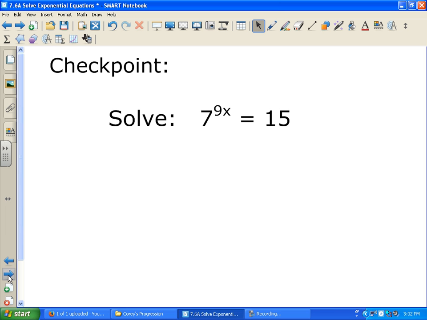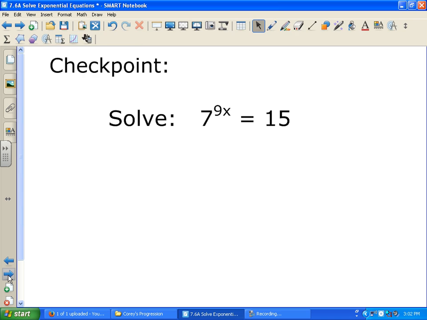Another checkpoint. Pause the video, solve the problem, and go ahead and give me the calculator solution on it. When you're ready to move on to the next problem, unpause it. All right, welcome back. Hopefully you got that problem done. We'll look at it in a second.